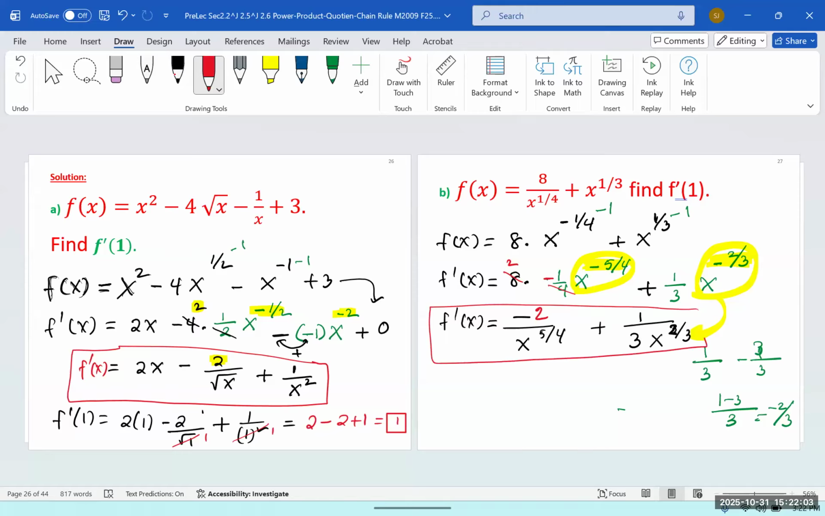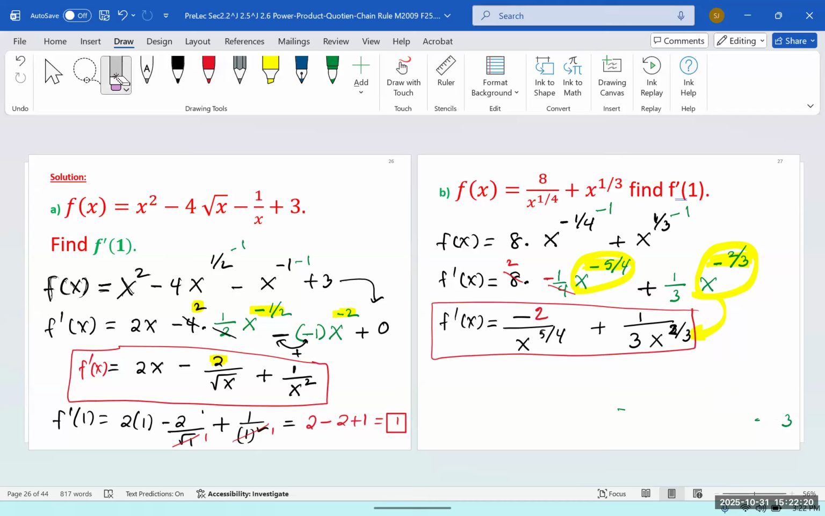So in the exam, they might just ask you for the derivative, or they may ask you for evaluating the derivative. It depends on their mood. Once you have the derivative correct, then the next step is substitute x with the given number. So derivative at 1, negative 2 times 1 to the power 5/4 plus 1 over 3 x to the power 2/3.